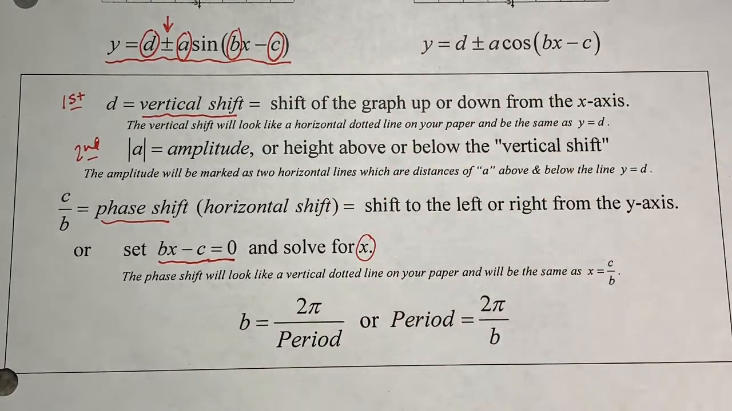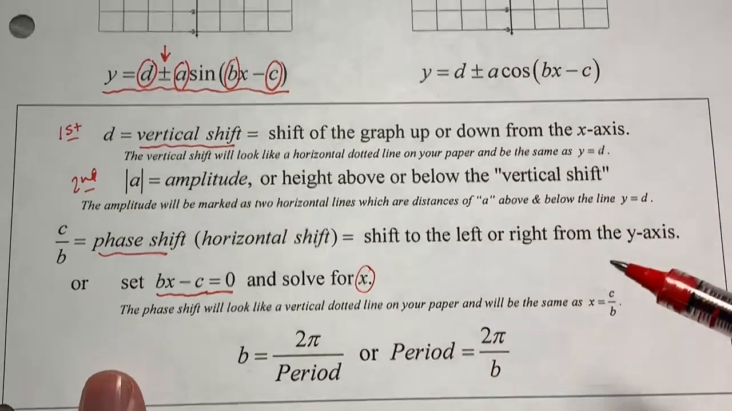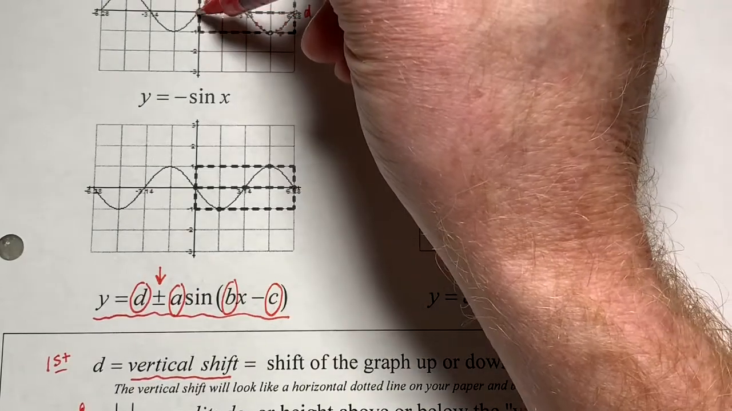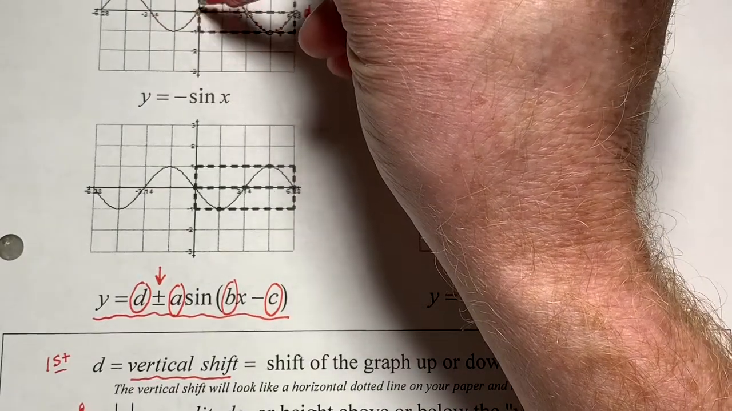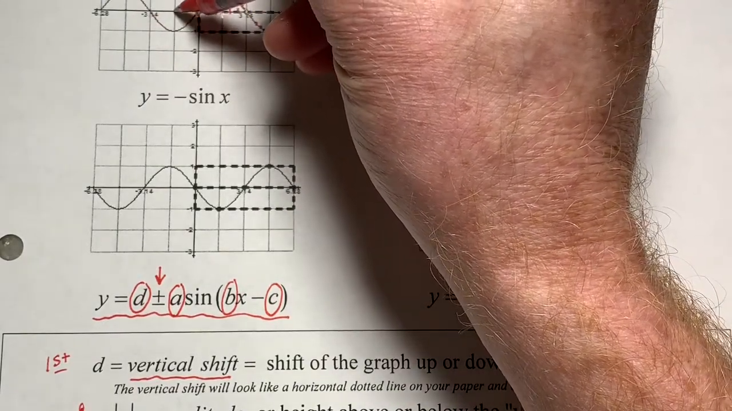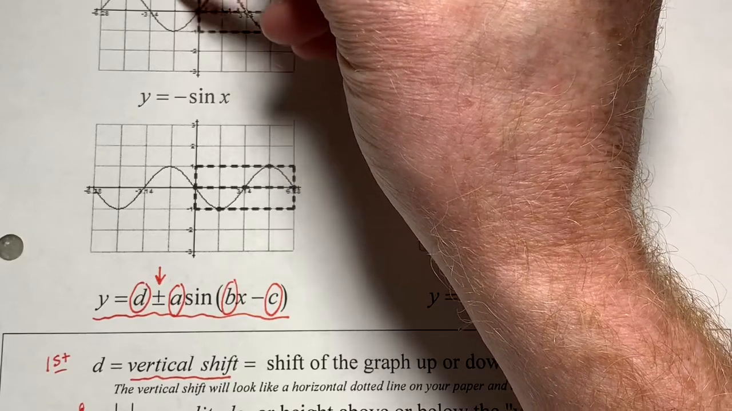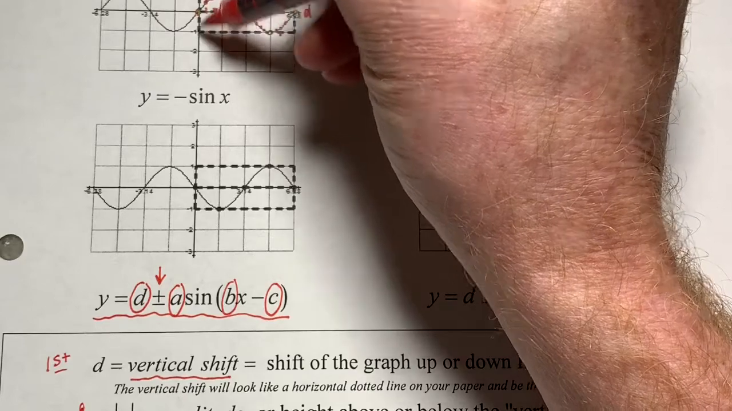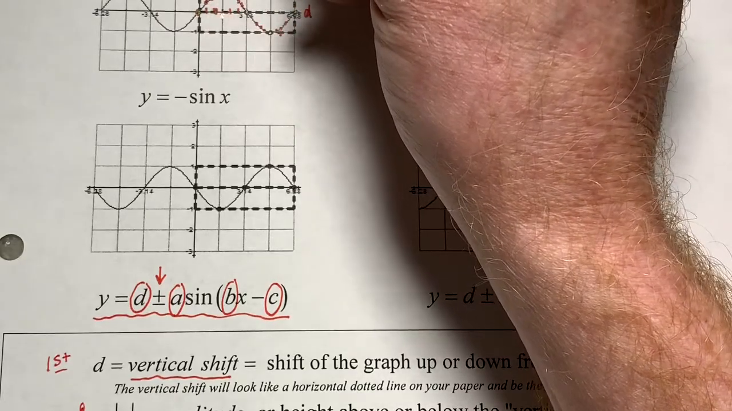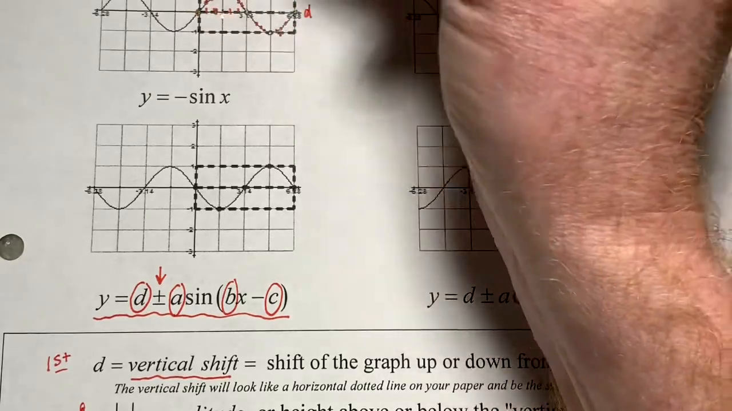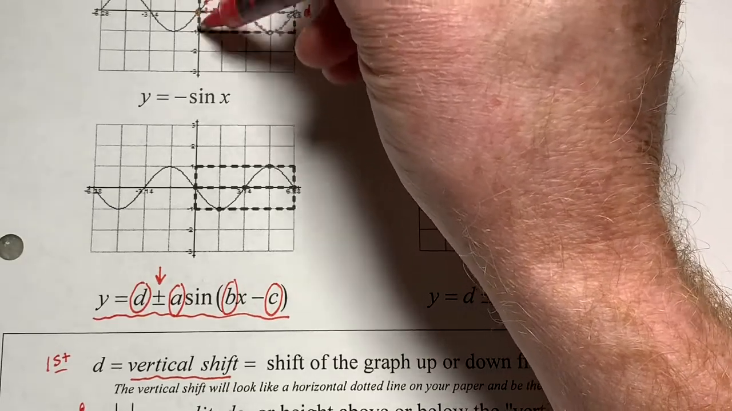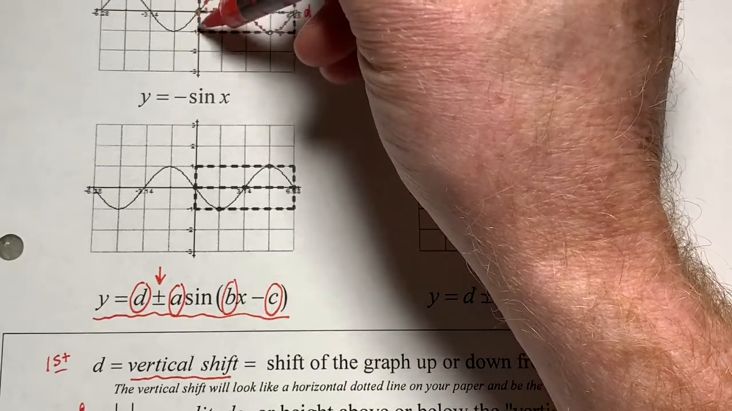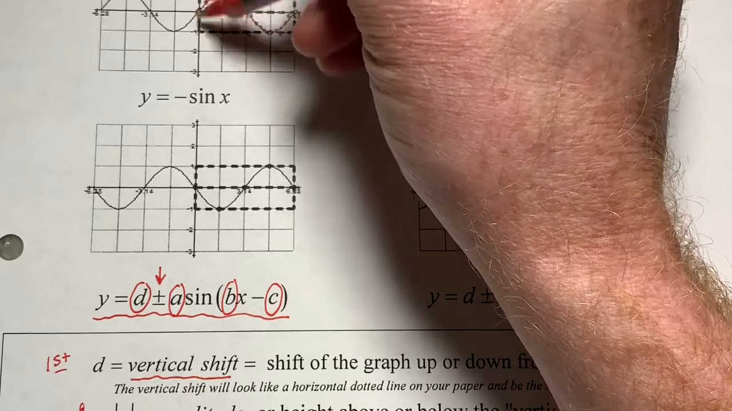So let's just say I solved and I got something like negative pi over 2. Well, I would go back over here and I'd go, if this is a negative pi, then this is negative a half of a pi. And I would put a dotted line there for the left edge of my box. Here, the left edge was at 0 because I'm not subtracting anything, right? If I take all of that and set it equal to 0, I get x equals 0. So that's why my edge of the box was there. We call that the phase shift.